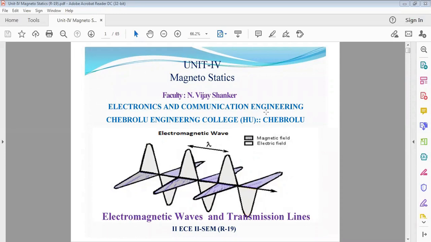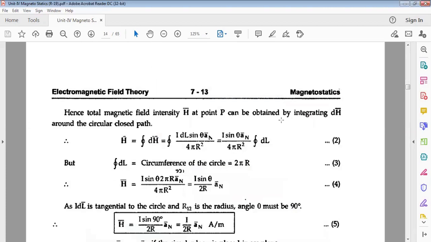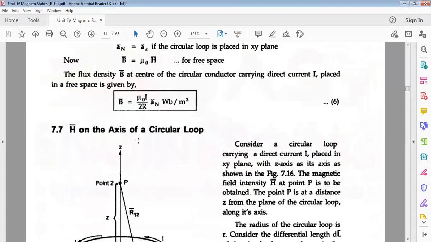So today we are going to discuss another topic in magnetostatics, H bar due to the circular loop. In the last class, we discussed H bar due to the infinite straight conductor and H bar due to the finite straight conductor. Now, in this class, we will discuss H bar due to a circular loop, H bar on the axis of a circular loop.